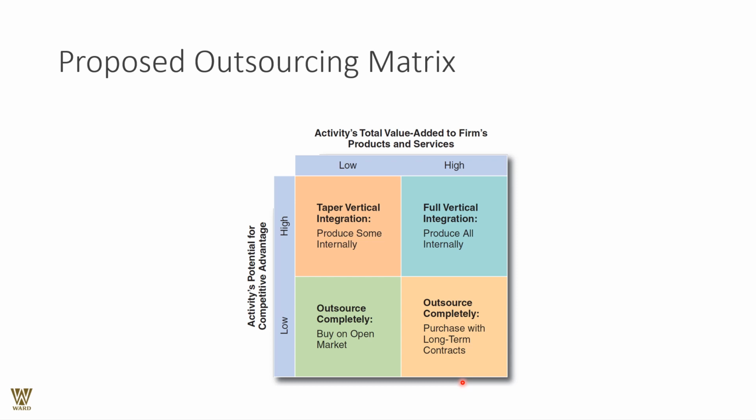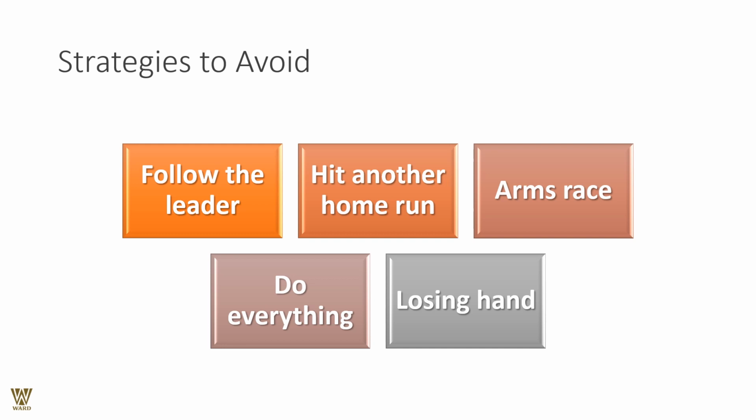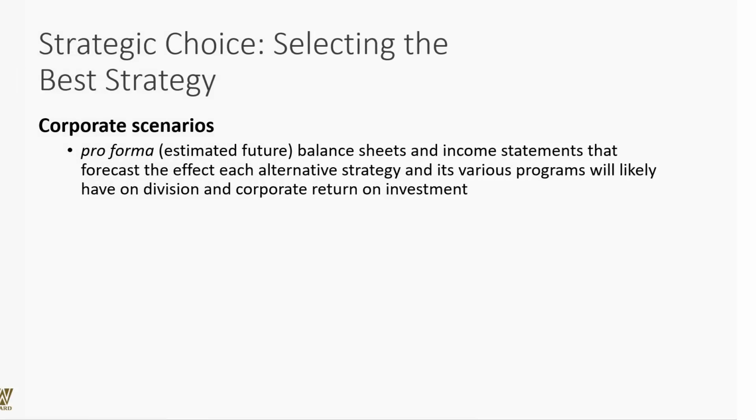And what happens when both value added is very high and competitive advantage is very high? Never outsource it. Produce it fully internally, as the case might be. So, strategies to avoid are: follow the leader, hit another home run this time, arms race, do everything, losing hand, as the case might be. Remember, these are the strategies to avoid.